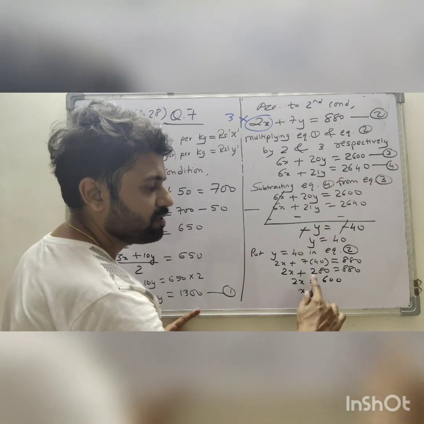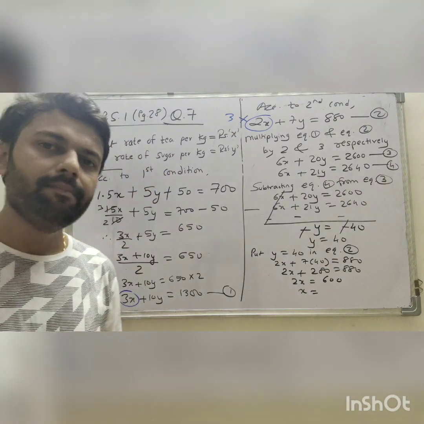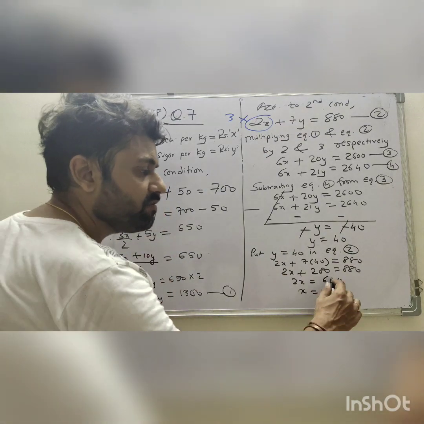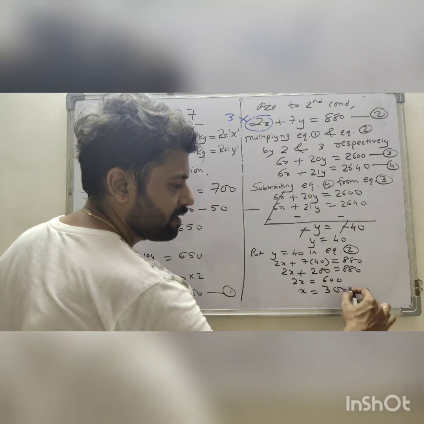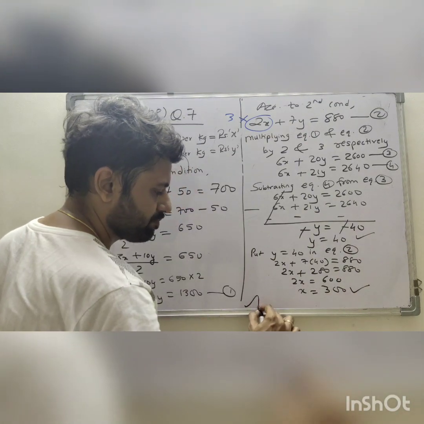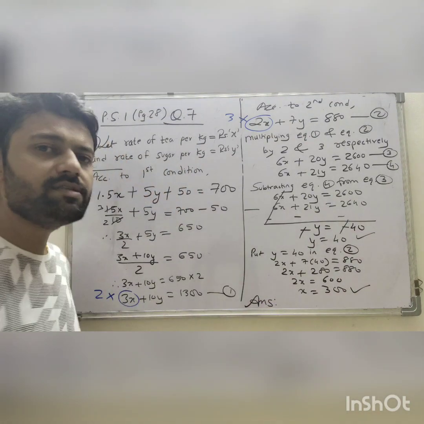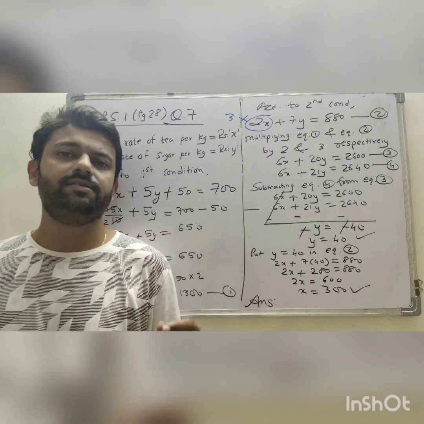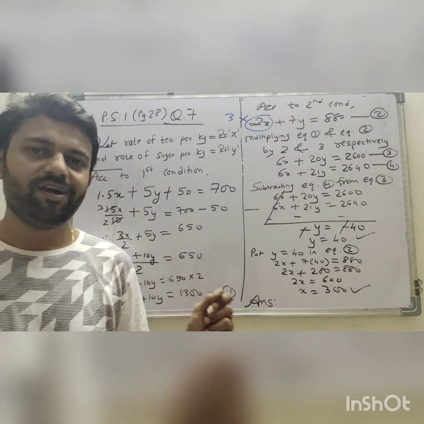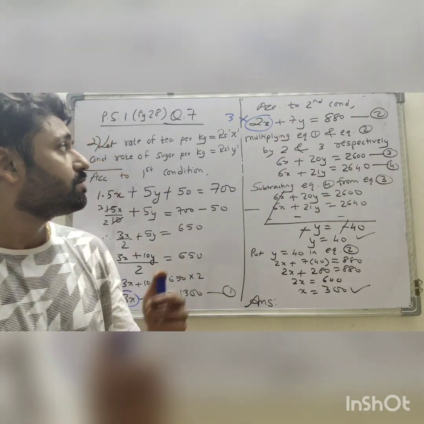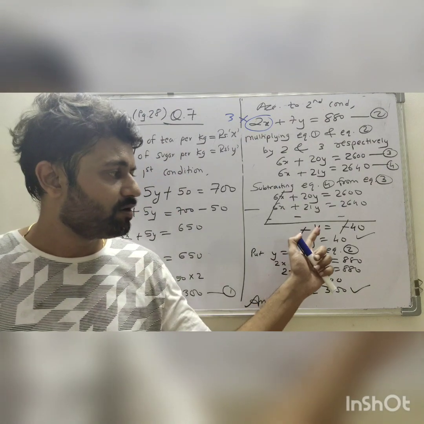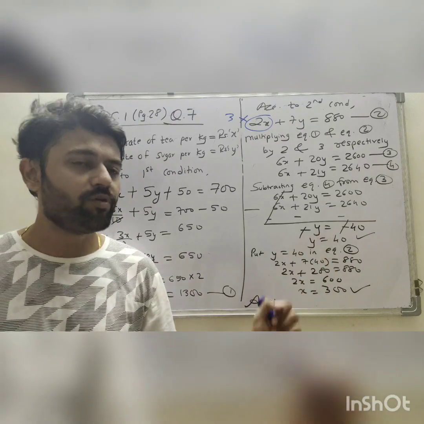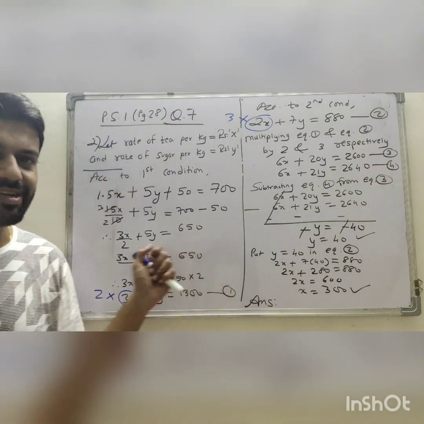x is equal to 600 upon 2. I am not writing 600 upon 2, you should write it if possible. When you divide 600 by 2, you get 300. These are the values of x and y. Remember, this is a word problem, and in a word problem, you have to always write the answering statement. And so, finally, we should write the rate of tea and sugar are 40 rupees and 300 rupees and 400 rupees respectively. Check.